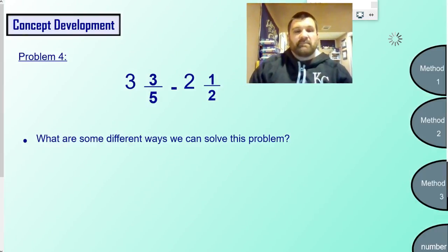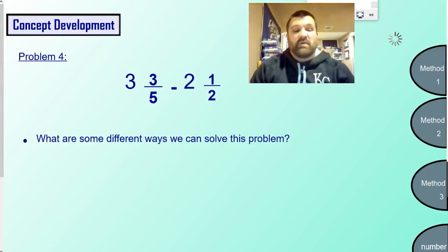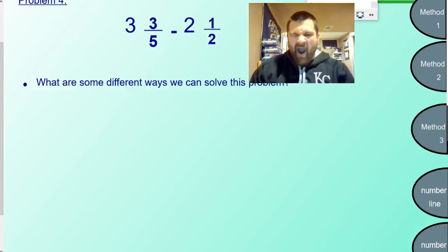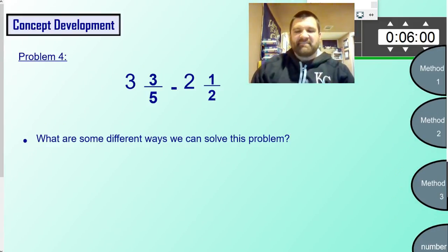Okay, another problem. So we have problem number 4. 3/5 subtract 2 1/2. What are some different ways that we can solve this problem? So think about what we just did. Try to solve it. So pause and solve. It looks like there are 3 different methods, and there's some number line methods. So pause. Go.